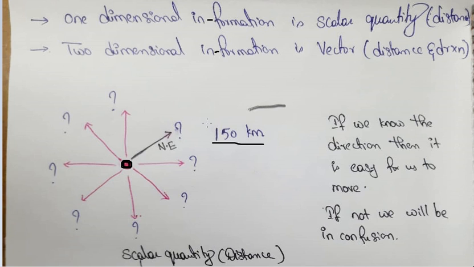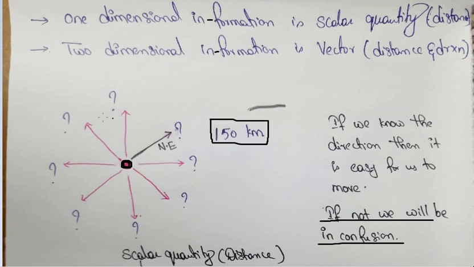He called me and said that he is located 150 kilometers away from my home, and he didn't say in which direction he is or which way I need to come. So I'm a little bit confused, because I know only that he's 150 kilometers away from me. Here I got only one-dimensional information, so I'm stating it as a scalar quantity.